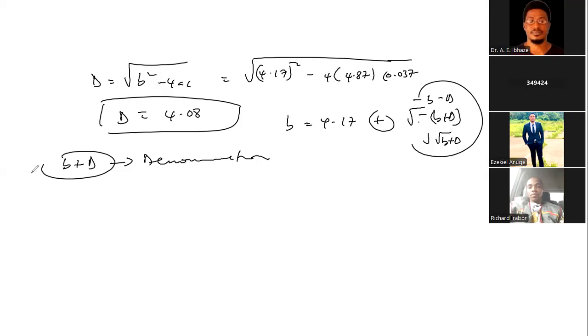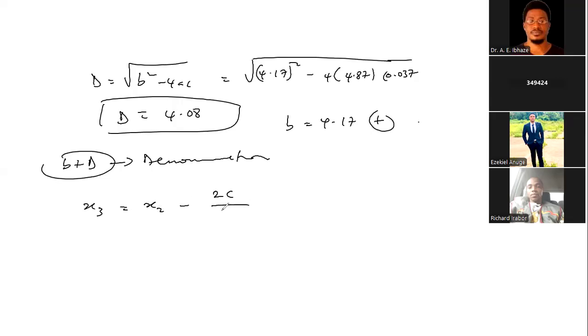Okay, so let's clear this out. So now that we have chosen this, X3 and S3 will now be the same as X2 minus 2C over B plus D, right? So this will be 1.3333 minus 2 into bracket 0.037 over 8.25.